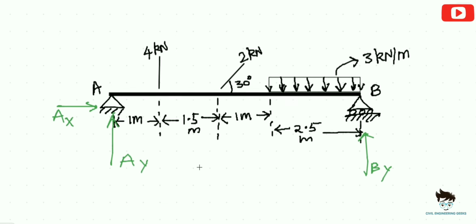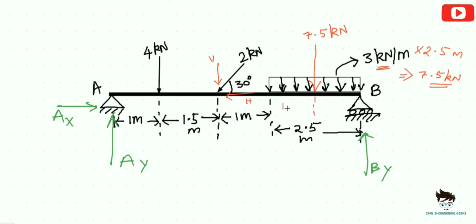Before that, let's resolve our inclined force into one vertical and one horizontal component. So this 2 kilonewton load will become 2 times sine 30 degree vertically downwards and 2 times cos 30 degree horizontally towards left. Now we will convert this UDL, uniformly distributed load, 3 kilonewton per meter into an equivalent point load, that is magnitude times its length. Its length is 2.5 meters and we will get 7.5 kilonewtons, and it will act at the CG of the UDL load, that is 1.25 meters from the point B. Okay, now we are good to solve the problem.